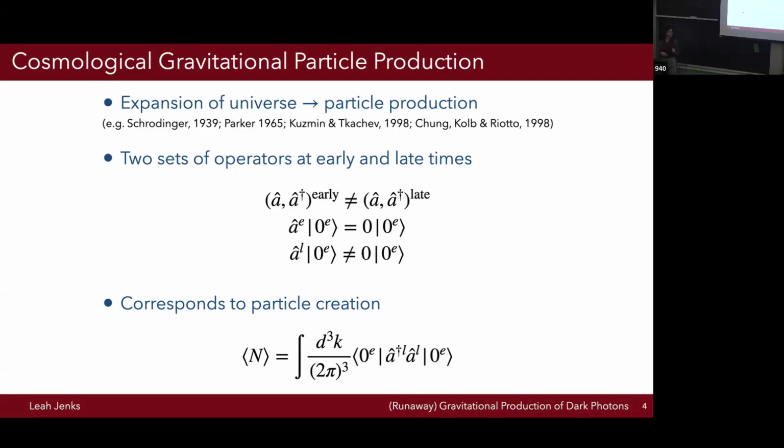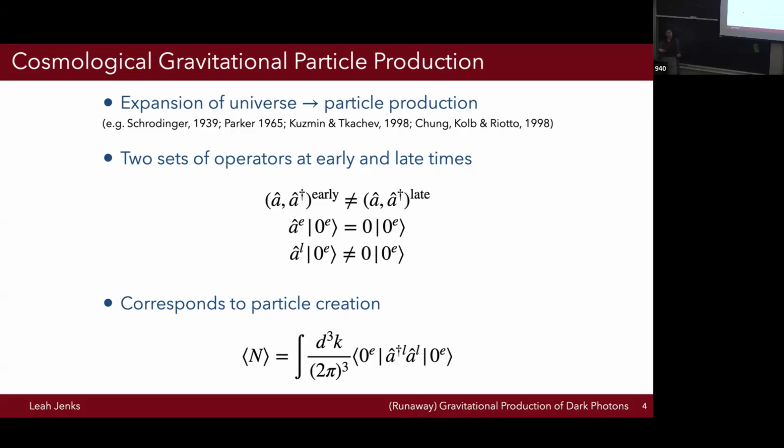And so if I take, for example, the early annihilation operator acting on the early time vacuum, I get back 0, just as I would expect. However, if I have the late annihilation operator acting on the vacuum, I don't get back 0. And so this is just basic quantum mechanics, and this is the basic idea of how gravitational production works. And so this here corresponds to particle creation.